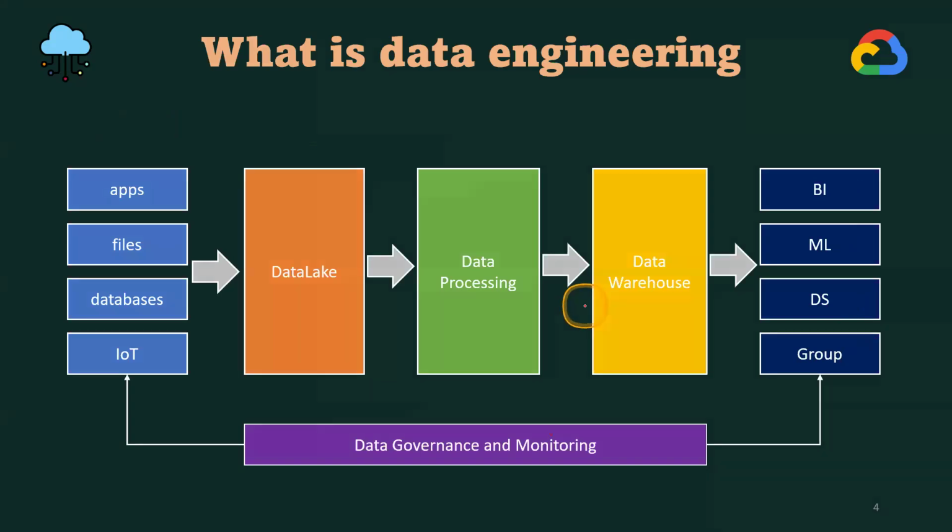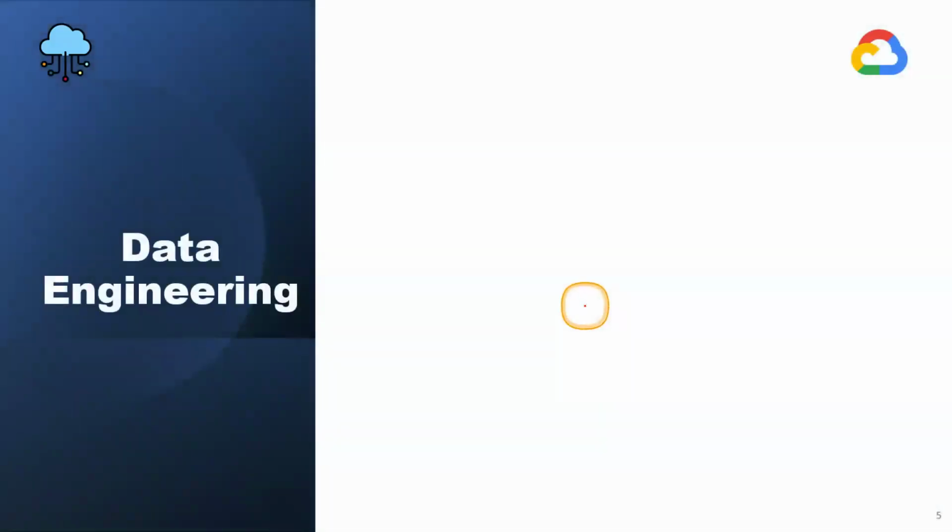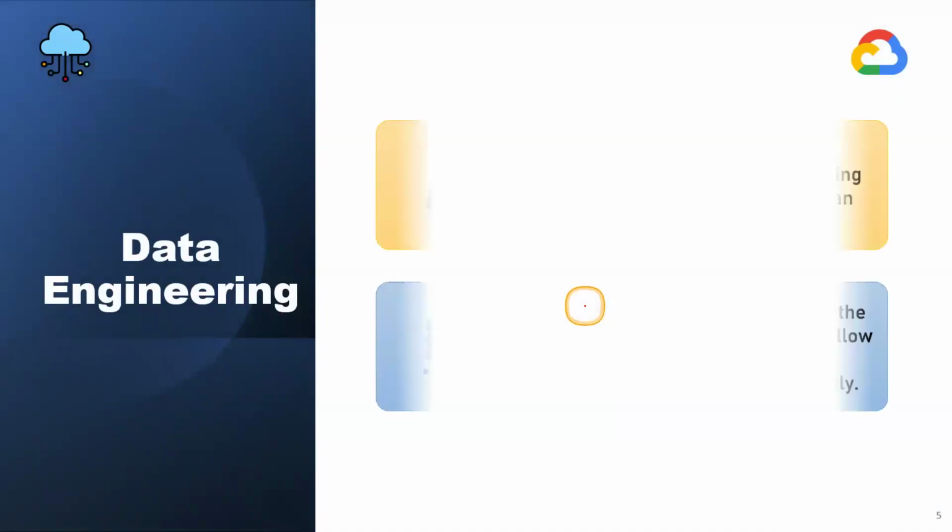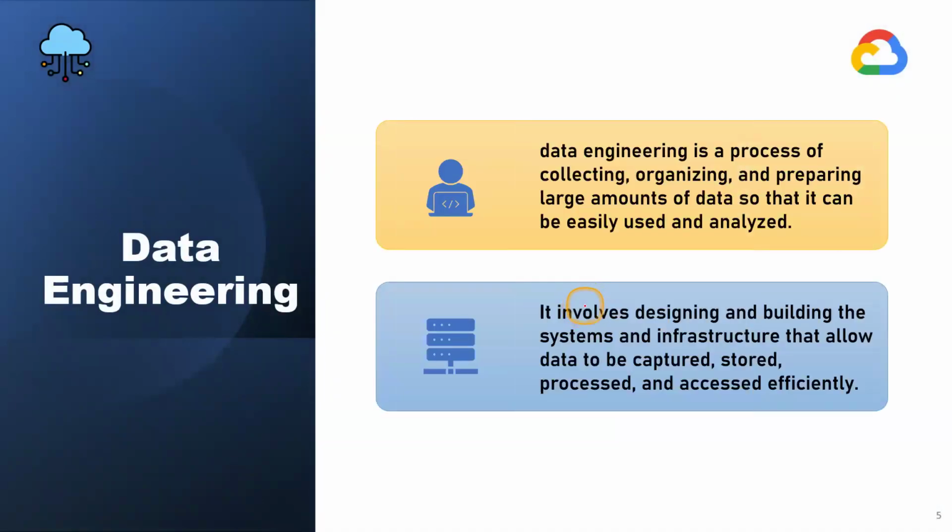Okay, so from a definition point of view, if I wanted to tell you what data engineering is, data engineering is a process of collecting the data, organizing the data, preparing large amounts of data so that it can be used for analysis purposes. Very simple, I am telling you. Data engineering is a process of collecting the data, organizing the data, preparing large amounts of data so that we can use it for analysis purposes.